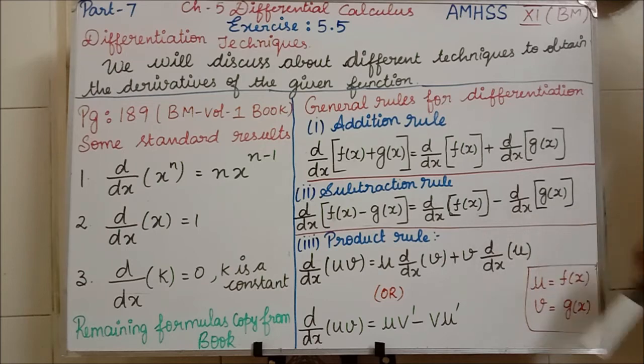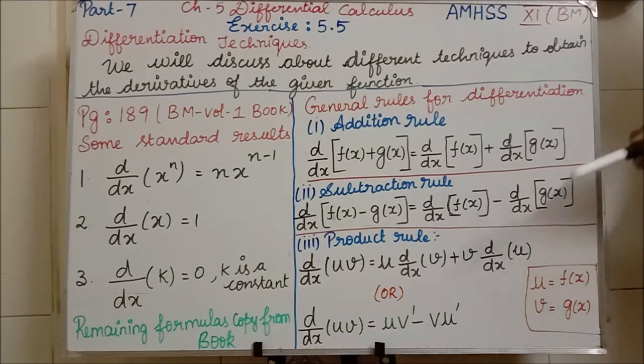This is the product rule. Let u represent f of x, v represent g of x. We will use this formula and apply everything in the problems in exercise 5.5. At that time only you will be able to understand very clearly.